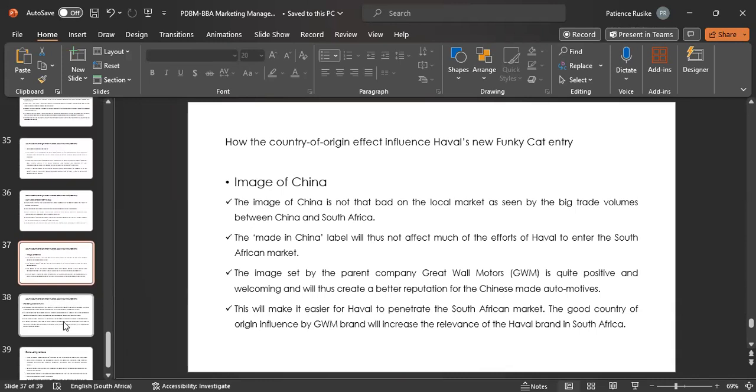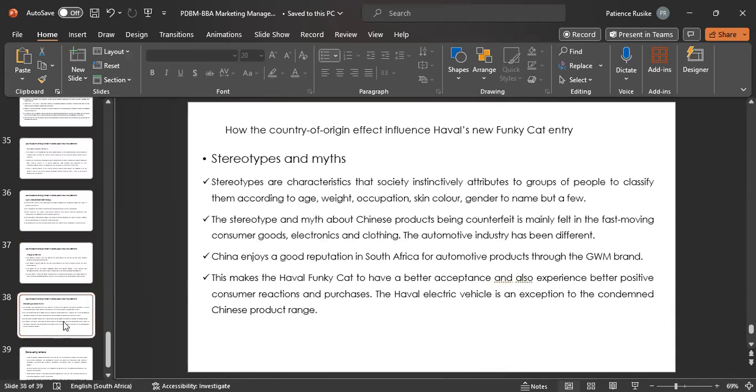And then there's also the issue of stereotypes and certain myths, right? I'll actually explain that. But the stereotypes and the myths, it's all in the mind. It's perceptions. They affect how a product is accepted in a particular market. Right? So stereotypes are characteristics that society instinctively attributes to groups of people to classify them according to age, weight, occupation, skill, whatever.